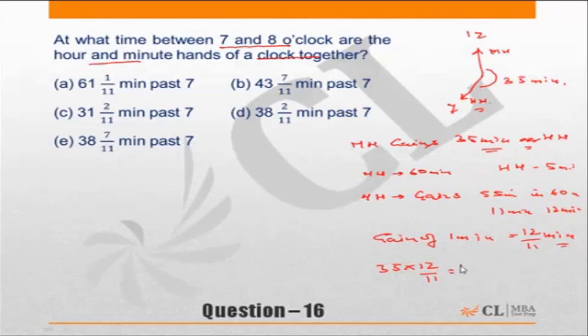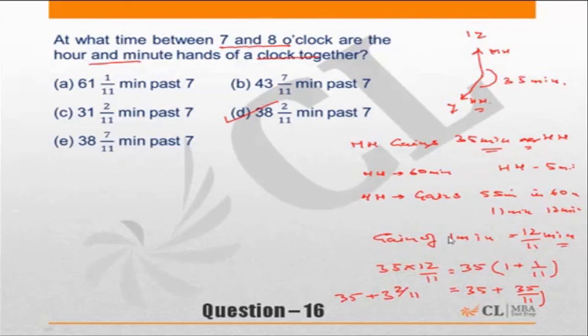From a calculation perspective, you could write it down as 35 into 1 plus 1 by 11, which is nothing but 35 plus 35 by 11. This 35 by 11 is nothing but 3, since 11 3s are 33, and the remainder of 2 by 11. So 38 2 by 11 should be the answer, choice D.